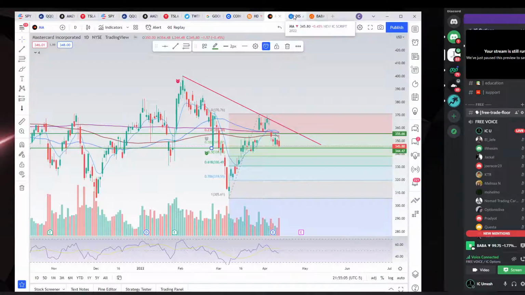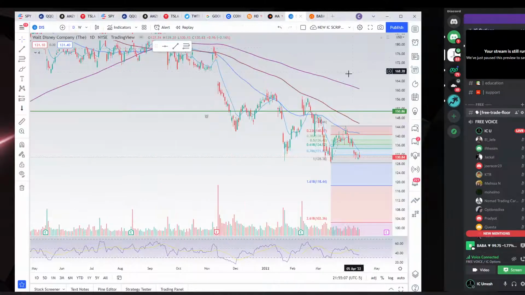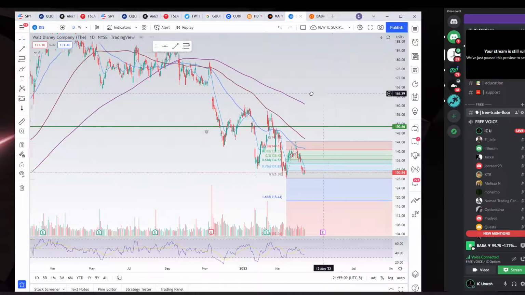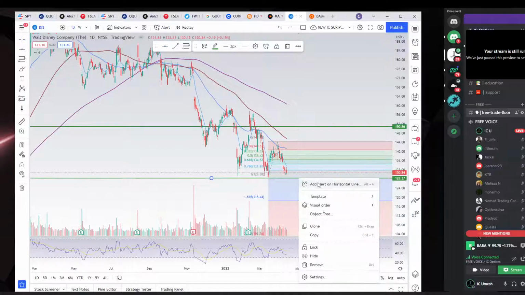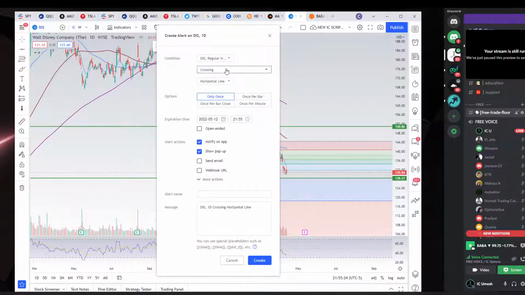The next one I am looking at is Disney. Disney is coming to long-term support here at 128. I did see some buying coming into this. That's why I'm looking at it. I don't generally look at this one, but I saw decent buying coming into this one. Most likely it's for the ER, but definitely worth keeping an eye on it.